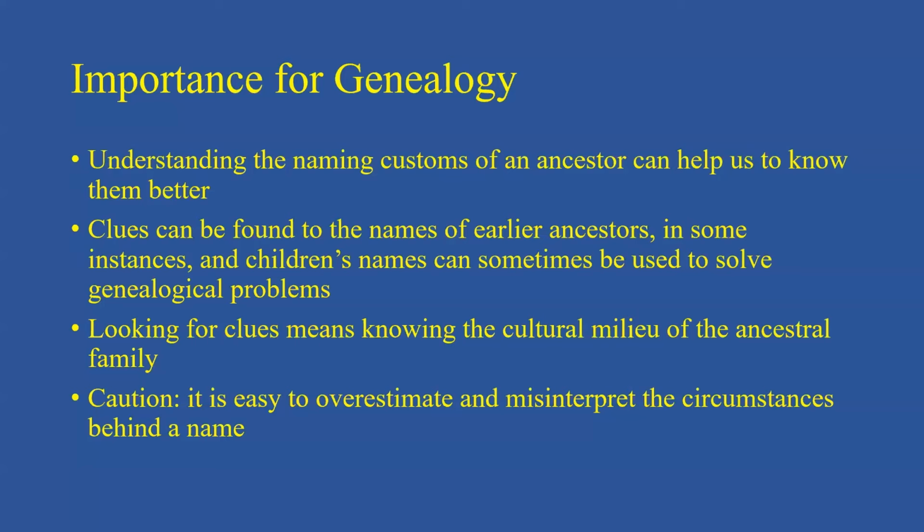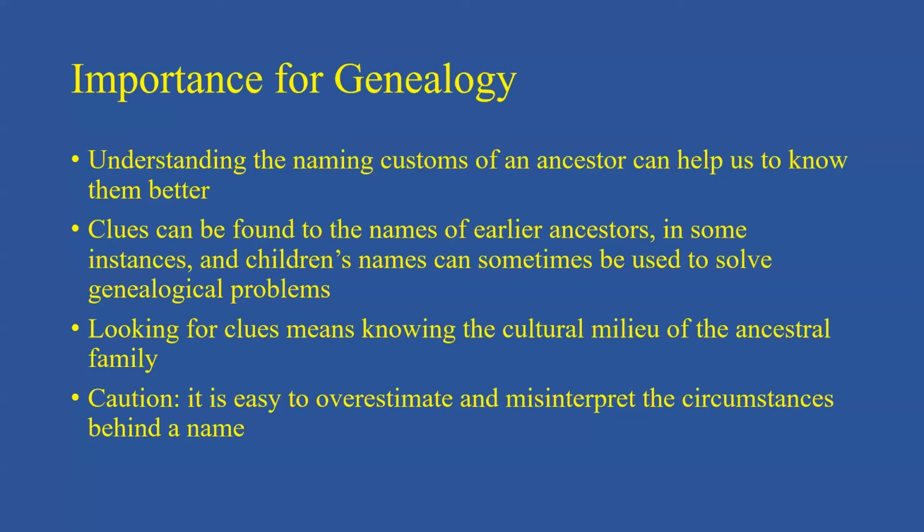Names of children may also help us distinguish two people of the same name living in the same area, or resolve conflicts when a mother can be placed in two different birth families. We have to be very careful when we look at naming patterns. We don't want to overemphasize what we find or reach the wrong conclusion.